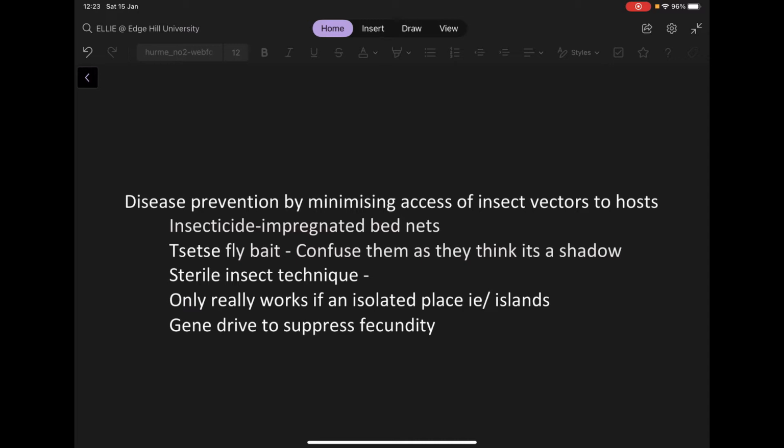There's also tsetse fly bait, which are like these, sort of like a mini rugby net with a net in between. They confuse the tsetse flies into thinking that it's a shadow and they just sort of fly around it.